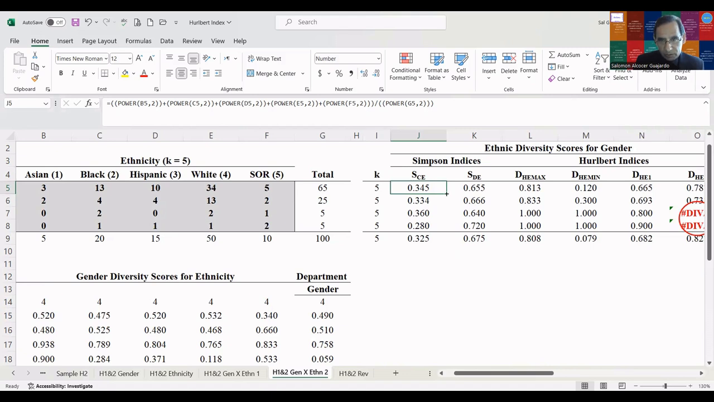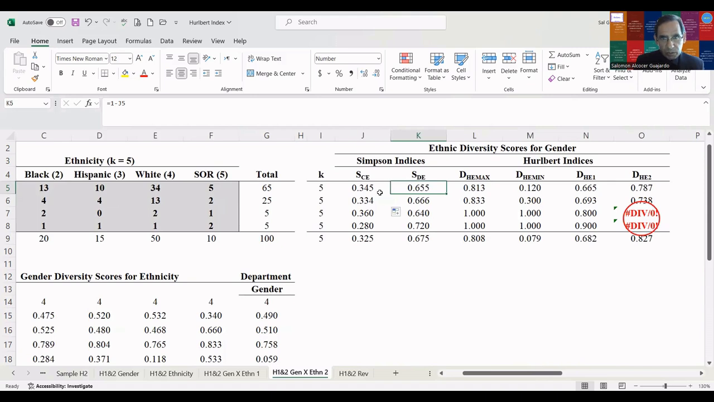Again, all I need to do is just copy that formula down the column, and I obtain 0.334 for the number of women by ethnic group. Again, if I want to get the Simpson diversity score, it's going to be 1 minus the concentration score. So for the diversity score for males by ethnic group, it's going to be 1 minus 0.345, and that gives me a diversity score of 0.655. Again, I just copy that down.